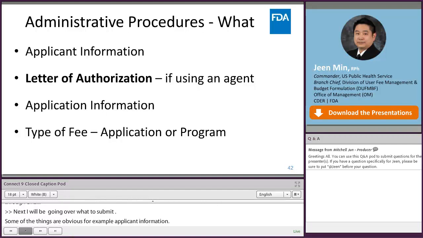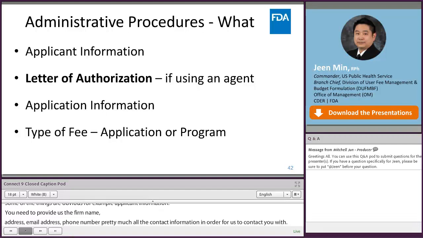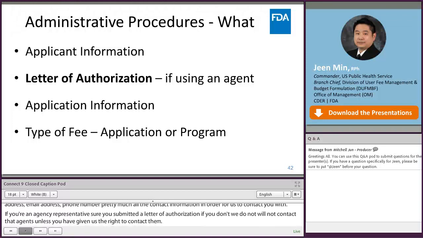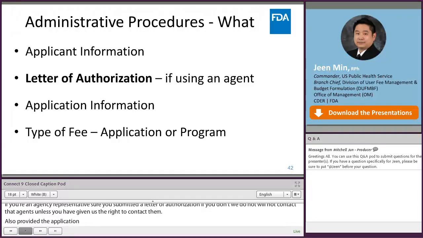If you're using an agent or representative, please make sure you submit a letter of authorization. If you don't, then we will not contact that agent unless you have given us the right to contact them. And it also provides us the application information, drug name, strengths, and anything else that's pertinent about the drug. Next, identify which type of fee you want waived, either the application fee or the annual program fee.